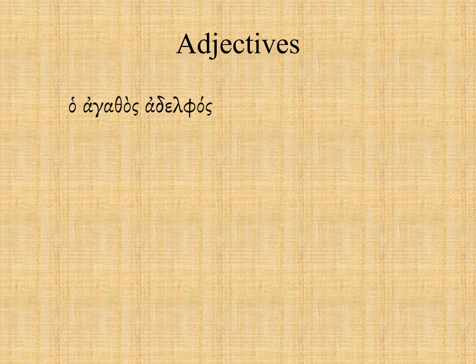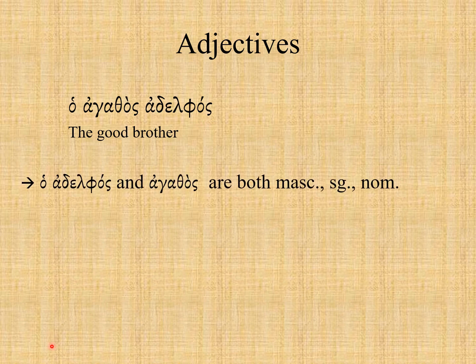Let's take another example. So ho agathos adelphos, the good brother. And now you can see here that agathos is the same word that we used in our previous example. However, it has the masculine ending. Why is that? Because adelphos is also a masculine word. So ho, adelphos, and agathos are both masculine, singular, nominative.